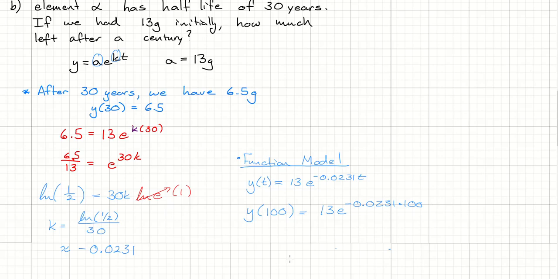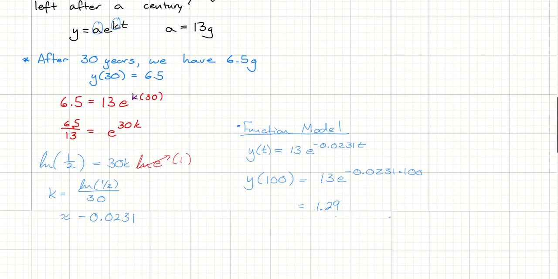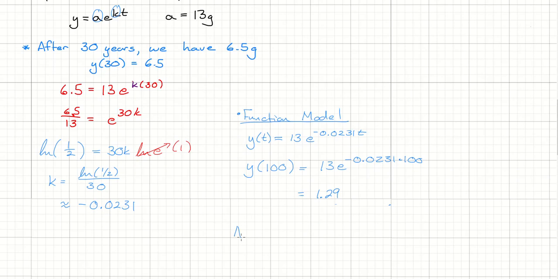Cool. What do we get? 1.29. So I was a little bit off on mine. That's okay. What's the actual answer? What does this mean? 1.29, so what? After 100 years, we get 1.29 grams of element alpha remaining. Okay.